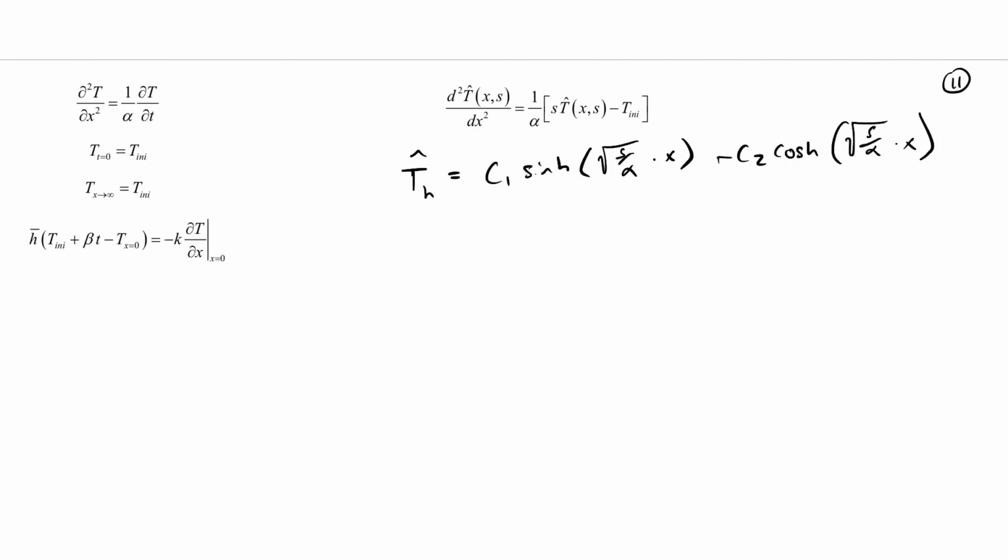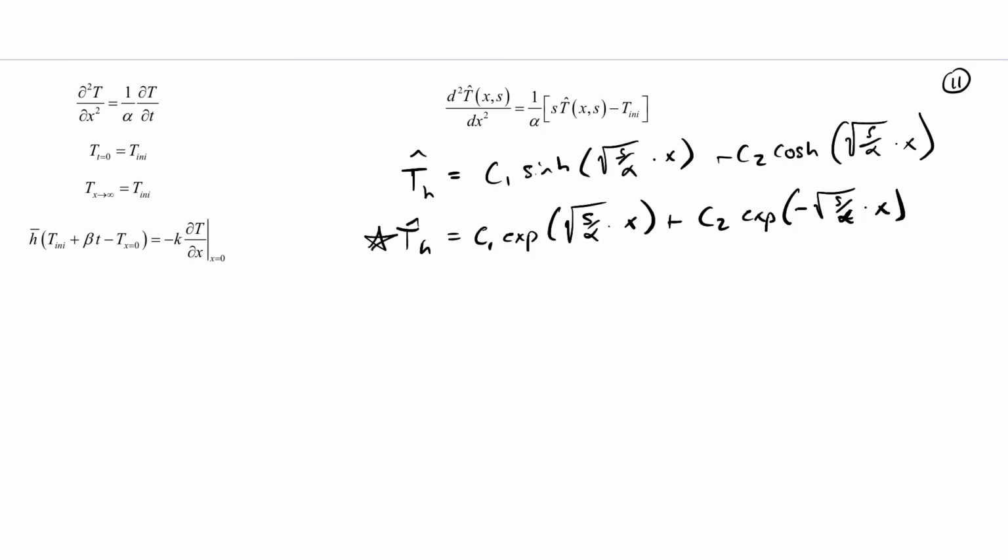So if we do that, it becomes C1 exponential of the square root of S over alpha times X plus C2 times exponential of minus the square root of S over alpha times X. Okay, so this is actually the one that we want here, this one.